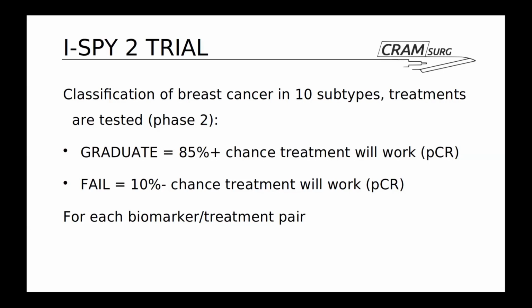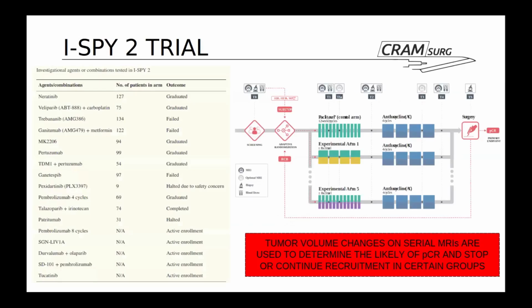To cut a long story short, when a treatment is tested in a phase 2 manner, so in the initial stages of testing for treatment, those treatments can either graduate or fail across the length of the study. A treatment graduates when it is estimated to have an 85+% chance of being effective at inducing a significant difference in pathological complete response. It's dropped or fails when the chance of it causing a significant difference in pathological complete response is 10% or less. And this is decided very, very early in the course of the study.